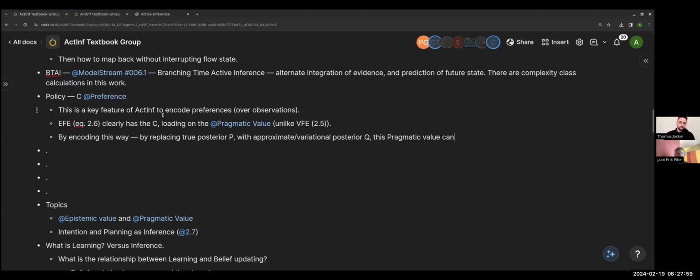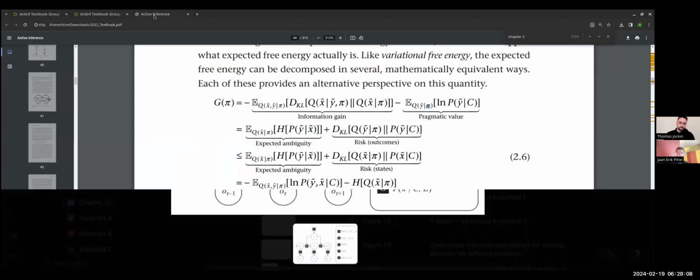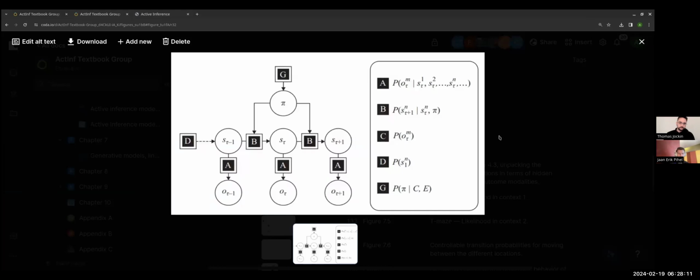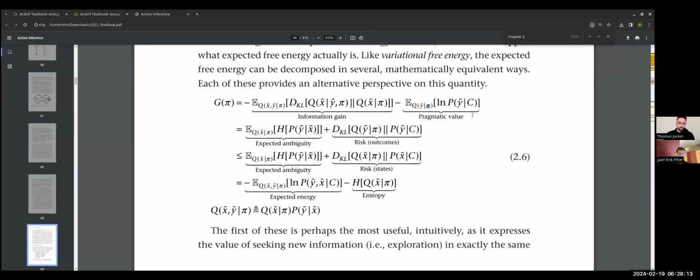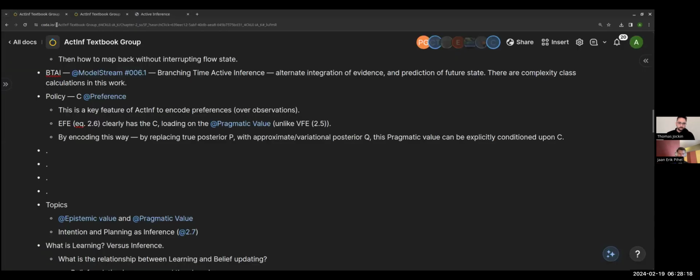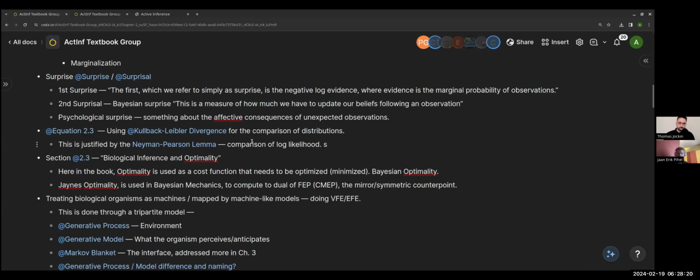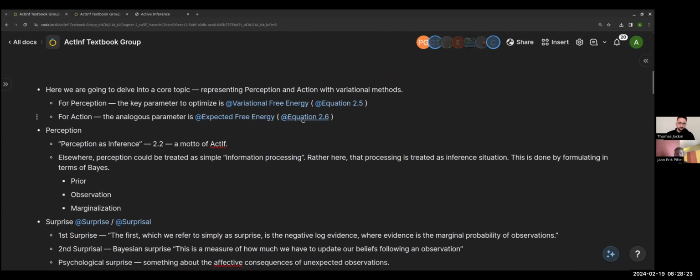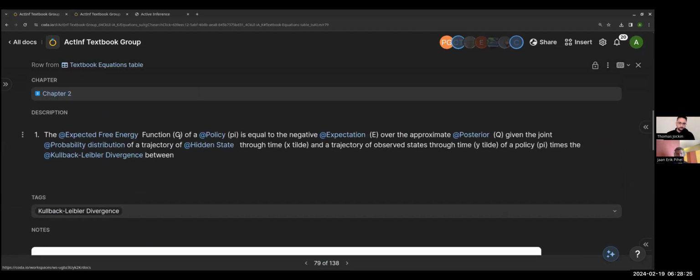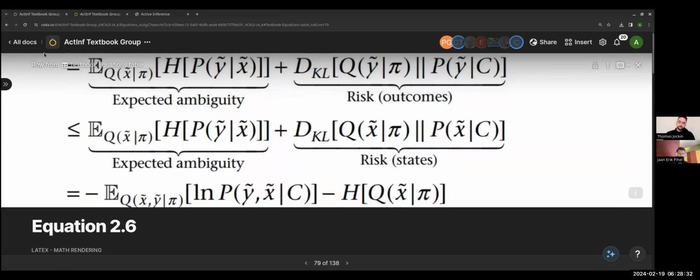Pragmatic value can be explicitly conditioned on the preference variable C. So by flipping the terms inside that expectation value, it can be treated as the exact opposite of the variational free energy without compromising the symmetrical relationship between those two. But why is the epistemic value term here important?